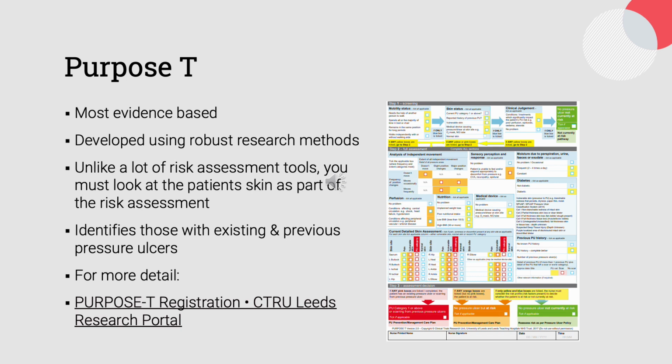So one of the big changes was that it included detailed skin assessment. So this is something which was in international guidance anyway, but it wasn't really a common thing in other risk assessment tools. And for me personally, in my own clinical practice, any of the risk assessment tools I'd used previously didn't include a detailed skin assessment. So that was a really positive change. PURPOSE-T also identifies people with, and who have previously had, pressure ulcers, which again is something new compared to other risk assessment tools.